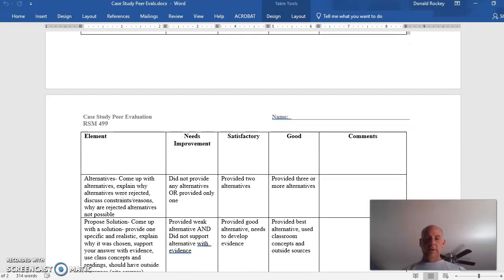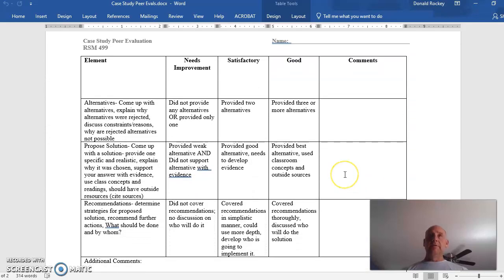The other things we're looking for here, alternatives. Do you come up with multiple alternatives? Again, should come up with at least 3 to do a good job. If you don't have any alternatives, that means you need improvement, and you're going to have to go back and tell that author that they need to come up with some alternatives to help us make a decision.